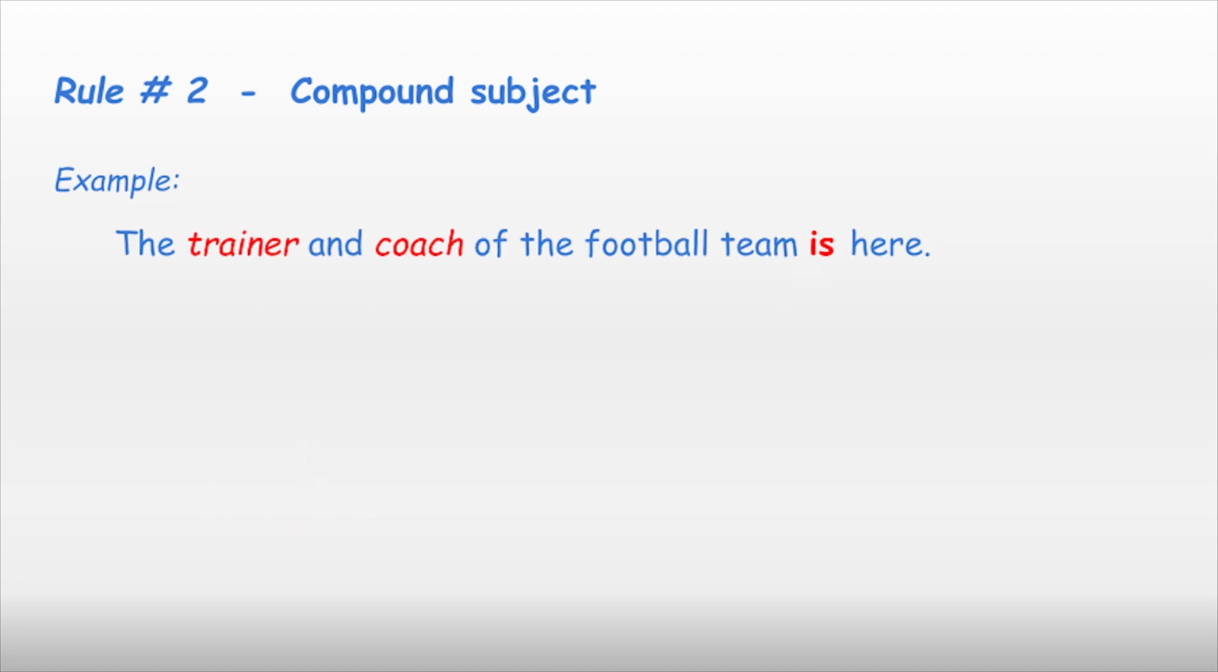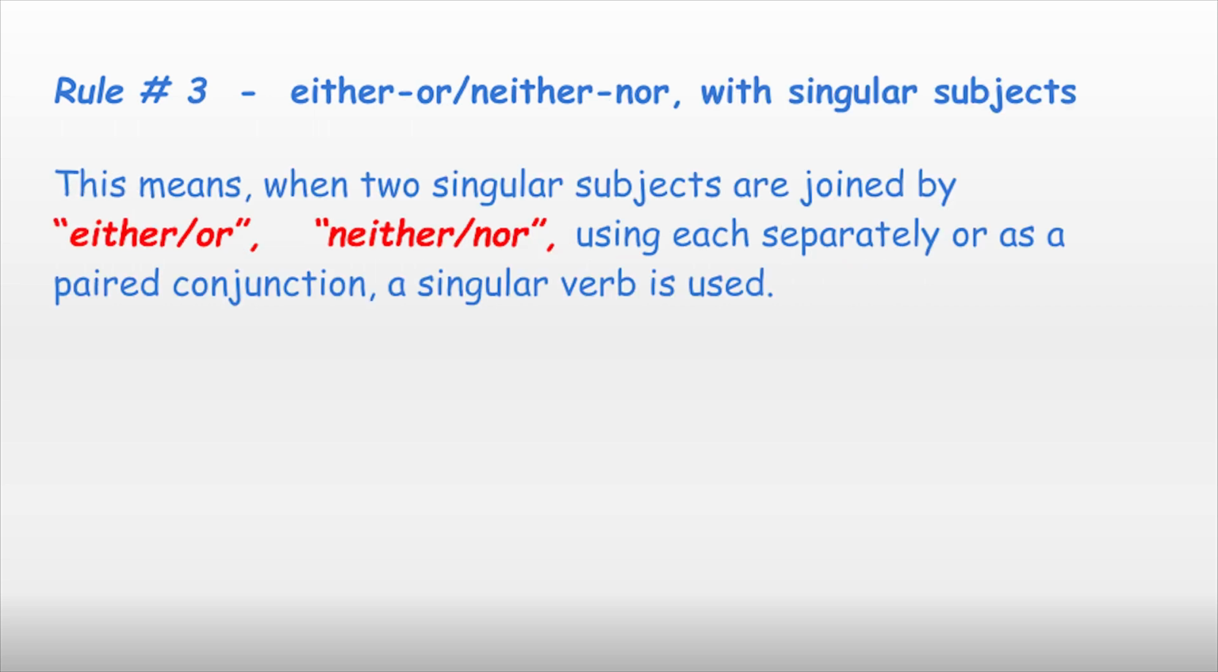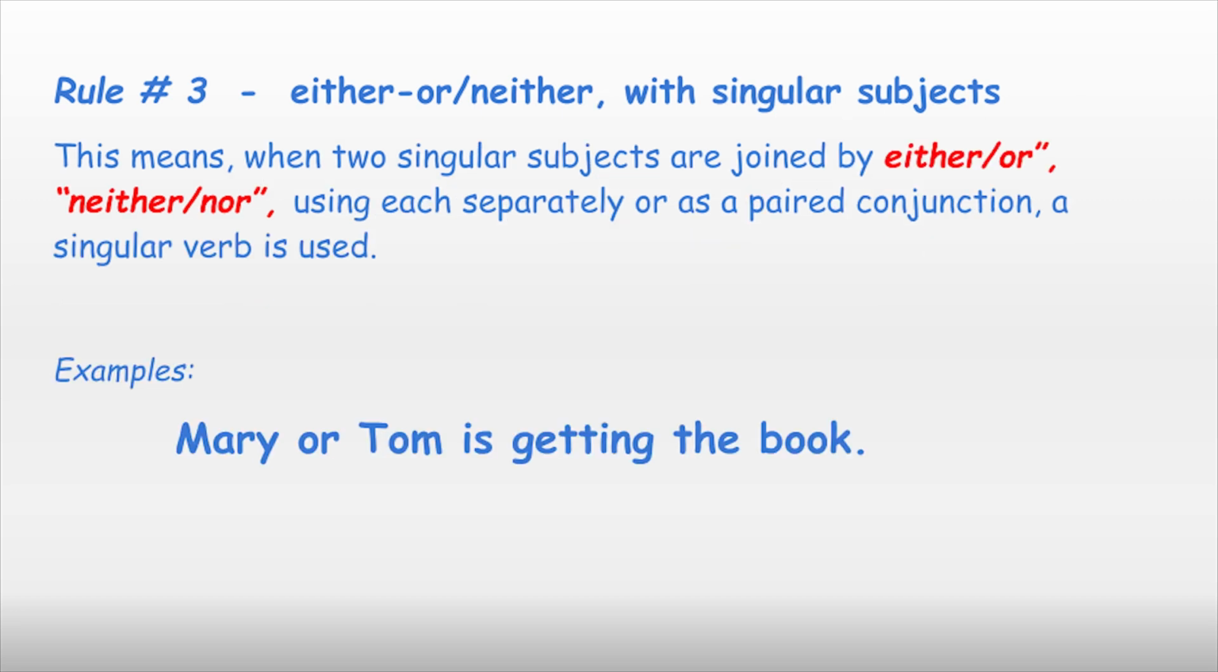So our sentence is, the trainer and coach of the football team is here. Rule number 3. Either or neither nor with singular subjects. Let me explain. This means when two singular subjects are joined by either or neither nor, using each separately or as a paired conjunction, a singular verb is used.